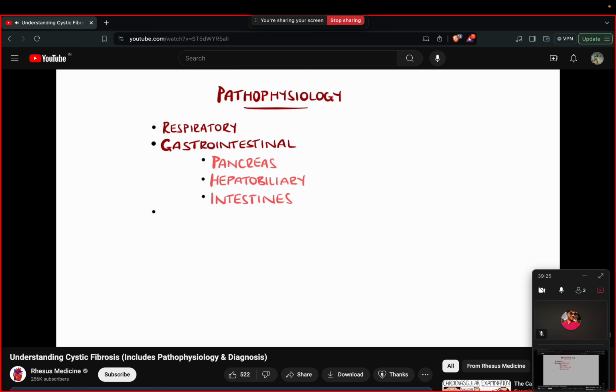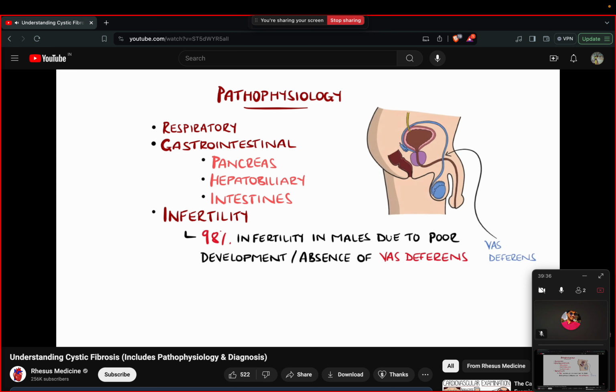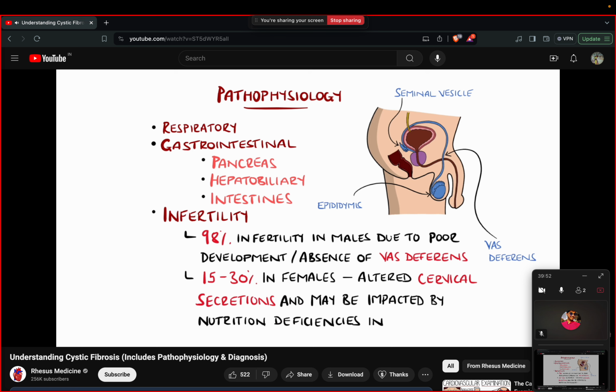In males particularly, fertility is greatly impaired, with 98% of male patients being infertile due to poor or no development of the vas deferens, which are ducts that aid sperm transport from the epididymis to the ejaculatory ducts. In females, fertility can be impaired due to the viscous cervical secretions and may also be linked to nutrition deficits that we'll touch on shortly, with 15 to 30% of females estimated to be affected.